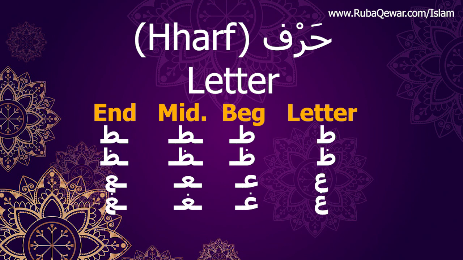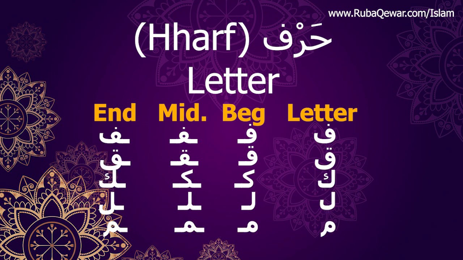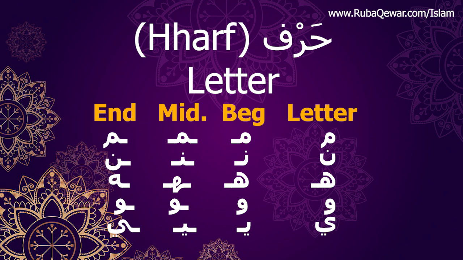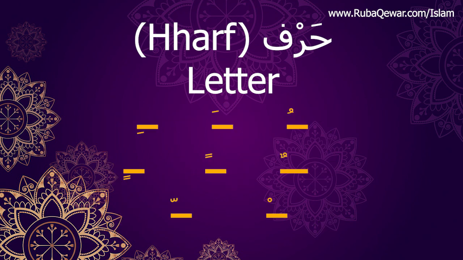Okay, ta. Yeah, so ha, and then ha is ha marbuta actually, so the ha looks like this at the end. Wow, and then at the end is ya. So these are the letters, right? And then the fatha, dhamma, kasra, and shadda, and all this.